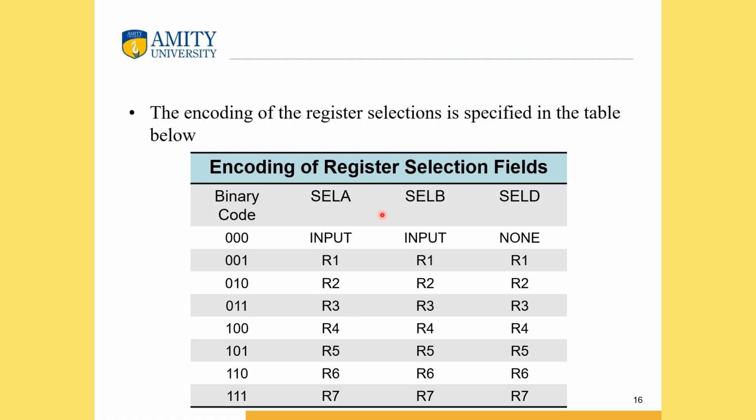This is how the select A, B and D are encoded. Since 000 is no register, select D is invalid at that point. In select A and B we have the input line, and in the rest of the numbers we have the registers that are selected. So if select A has to be R2, then this will be the following encoding, and if select B is R7, then this will be the following encoding, and so on.